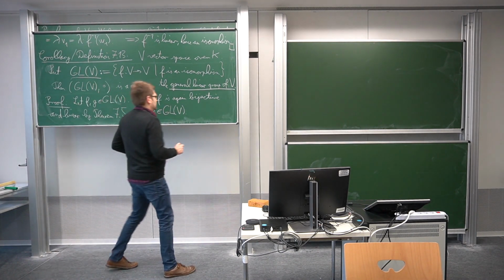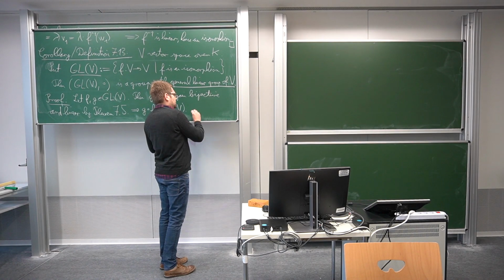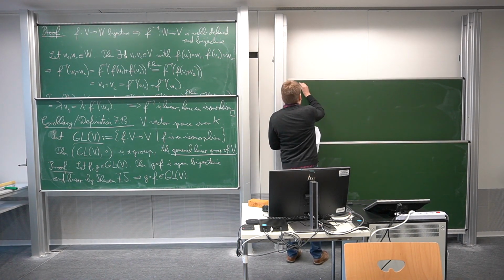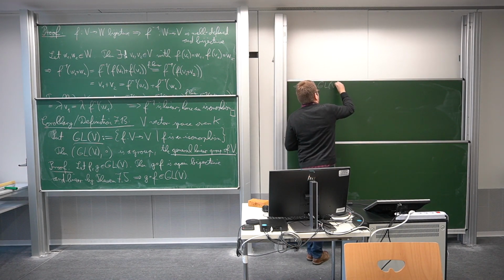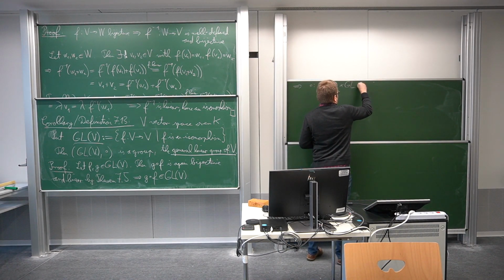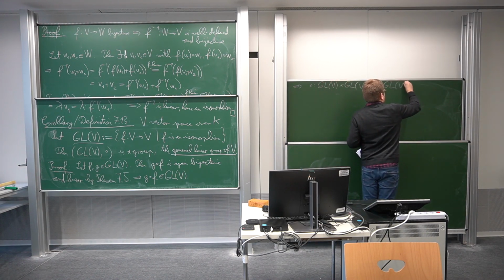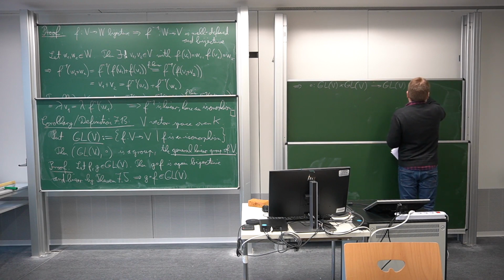So I'll do this on the next blackboard. This operation which gives us a group, I'd write this as a circle which takes two elements of GL of V, and really gives us an element of GL of V, otherwise we wouldn't need to talk about the group structure. So this is well defined.